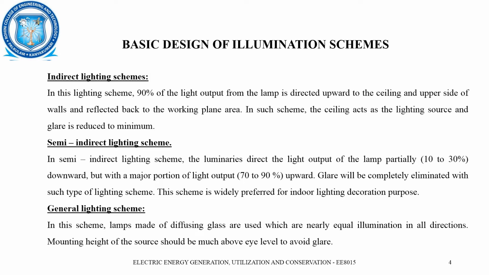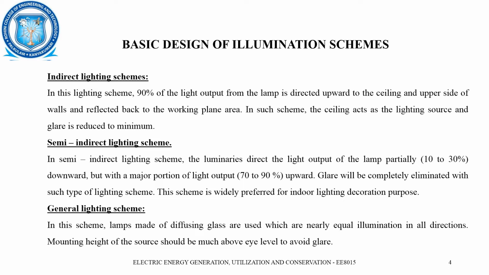Next is the indirect lighting scheme. Here, 90 percent of the light output is directed upward towards the ceiling and the upper side of the walls, which reflect it back to the working plane area. In such a scheme, the ceiling acts as a light source and the glare is reduced to a minimum.